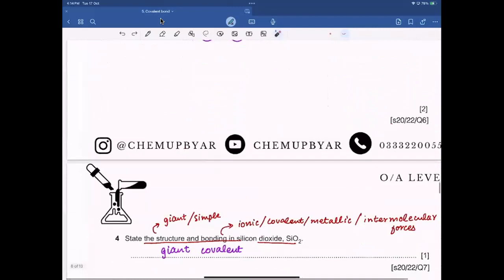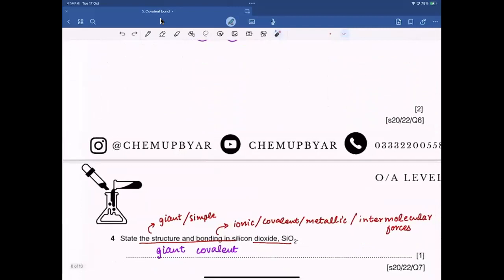Now, see this one. We have discussed there are only 3 giant covalent structures: one is graphite, one is carbon (diamond), and one is silicon dioxide, SiO2. So you have to remember which are giant covalent. In a similar way, they have mentioned the formula and are asking you the structure and bonding. So we know that it's giant, not simple. If it's SiO2, the structure is giant and the bonding is covalent.